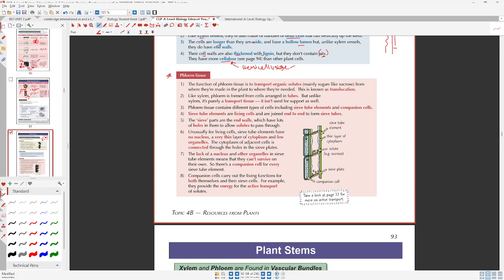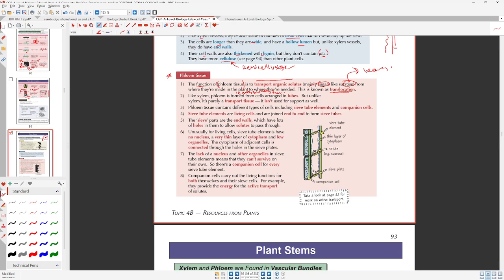You can imagine. The function of phloem tissue is obviously to transport organic solutes, mainly sugars, like sucrose, which is going to be coming from your leaves, right? From where they're made in the plant. So that could be your leaves, that could be your flower itself, who knows, maybe even your stem, because they also contain chlorophyll. Some stems are green. To where they're needed. This is known as translocation.